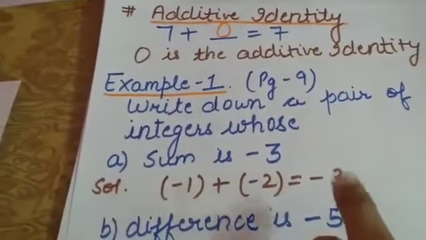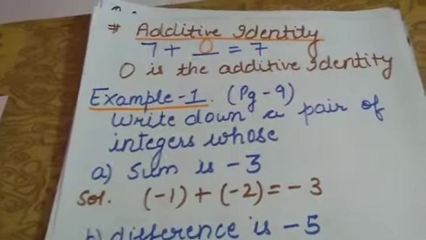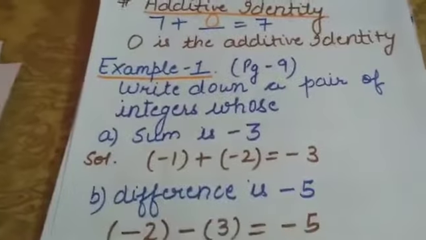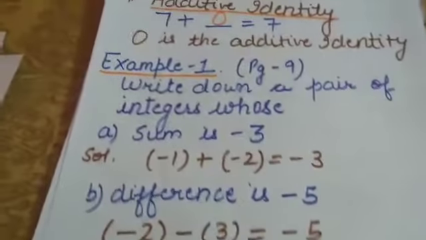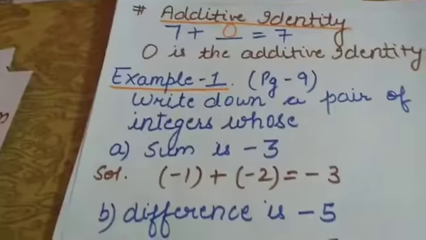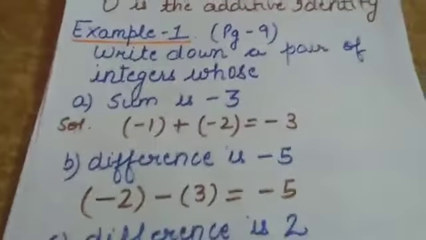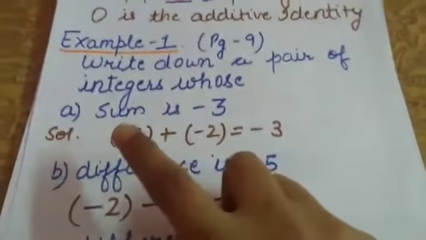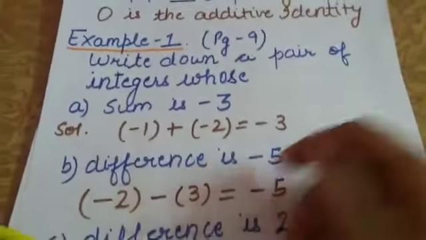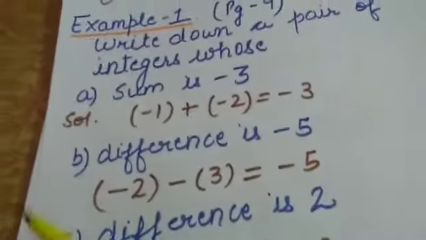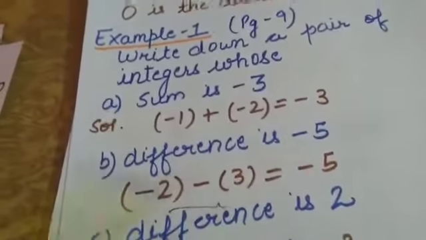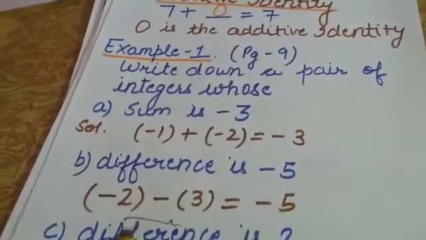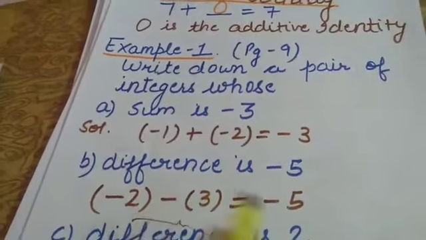One more example you may think of: -5 plus 2 gives you -3. This is one more example. So I request all of you to think of examples yourself, different from these. The example I thought of is -1 plus -2, which gives you -3. Part B: you have to write down a pair of integers such that their difference is -5.